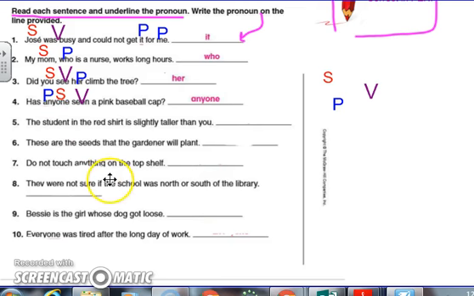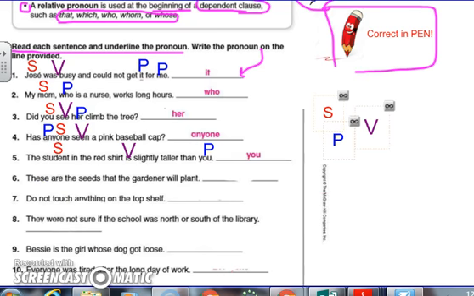The student in the red shirt is slightly taller than you. Who or what? The student. What? Is. Okay, taller than you. Where's my pronoun? You. Did you see that? Is that what you got? Let's check. Nice. All right, number 6.